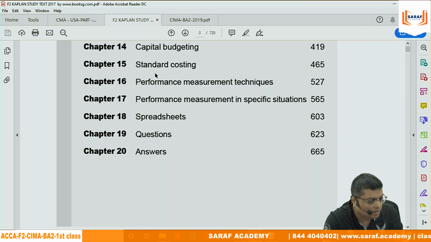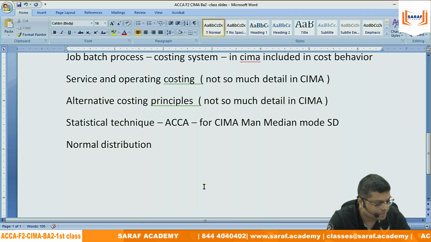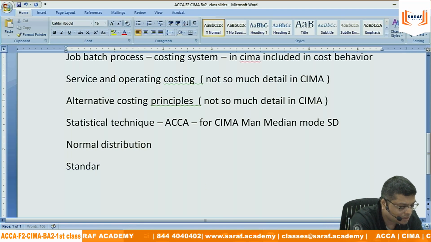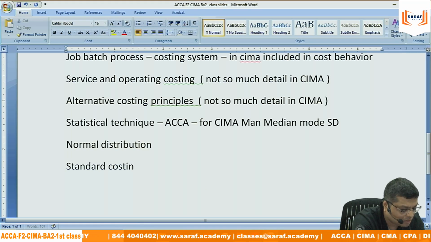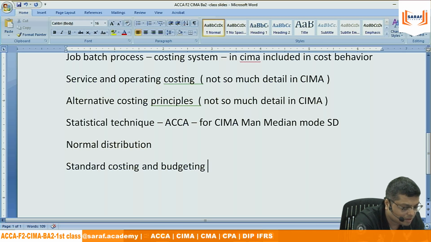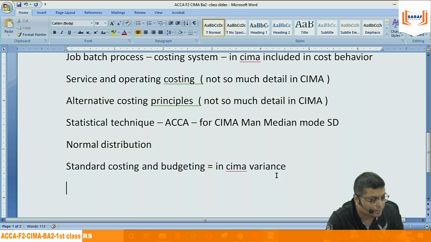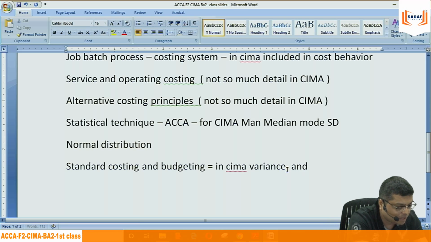Then comes standard costing and budgeting. In CIMA, variance and budgeting. Budgeting topic is also there.